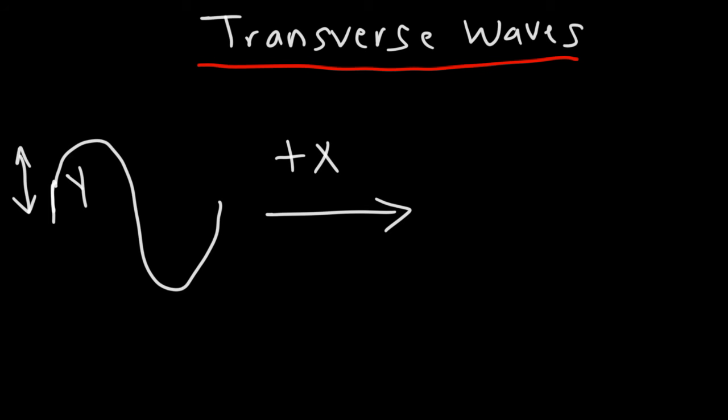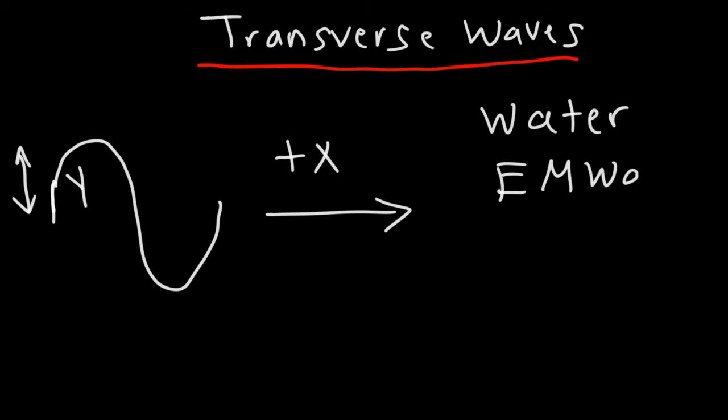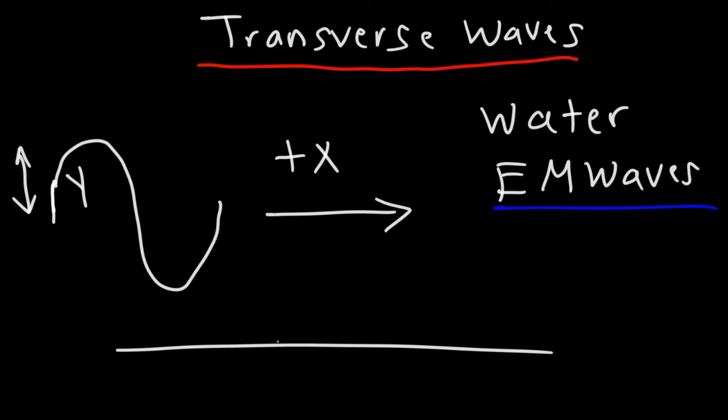Examples of transverse waves include water waves. Let's say if you're on a beach and you see those waves on the ocean, those are transverse waves. EM waves are also transverse. So these are electromagnetic waves such as light waves, radio waves, infrared rays, X-rays, gamma rays, ultraviolet rays from the sun. All of these are transverse waves. Another example is if you have a string, and if you pluck the string, that's going to create a transverse wave. It's going to oscillate up and down while appearing to move left and right.